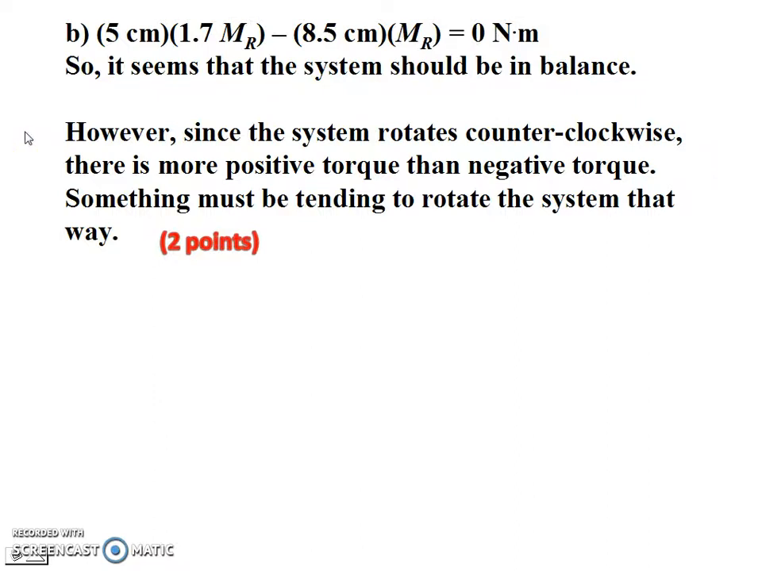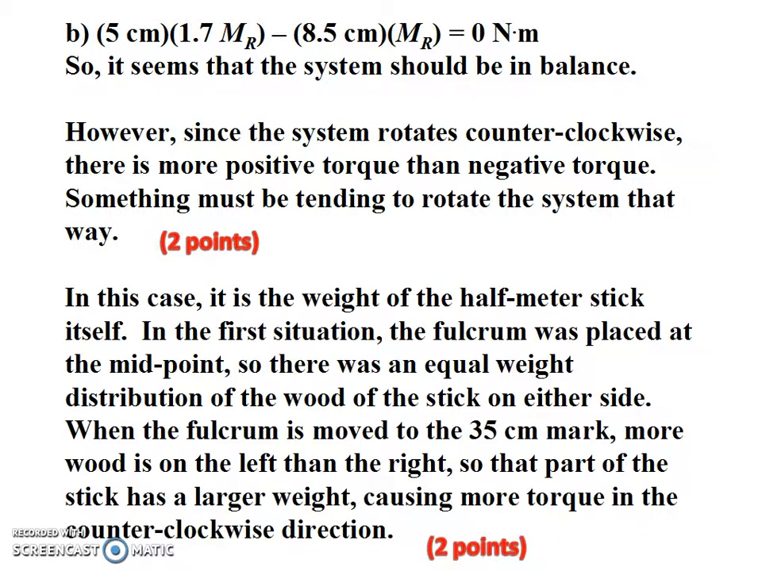However, the system is still rotating, which means there must be more, as I call it, positive torque than negative torque. In other words, there's got to be something rotating in the counterclockwise direction as opposed to the clockwise direction. There's got to be something there that we're not accounting for. So hopefully you got to at least this point. So the final part of this, that'll get you the final points, is recognizing what's happening, and it's the weight of the half-meter stick itself.